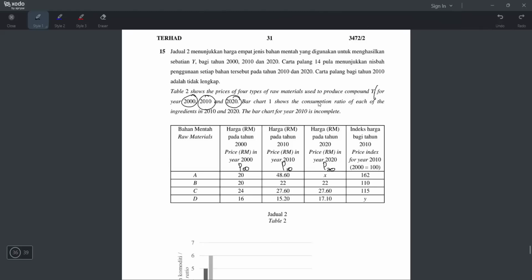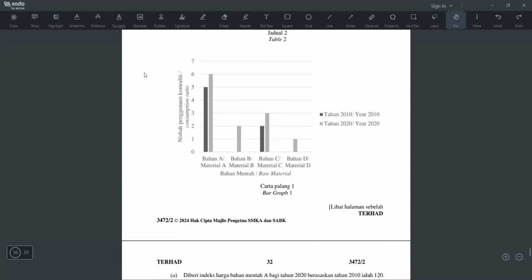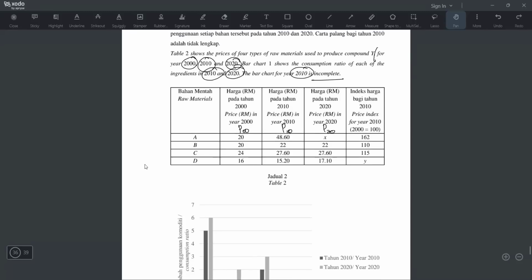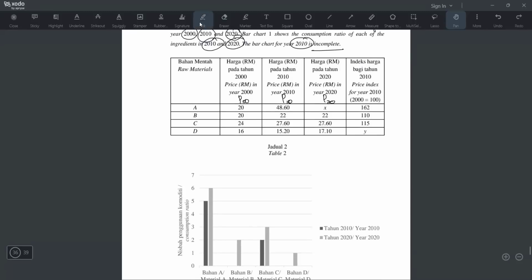Okay, bar chart 1 shows the consumption ratio of each of the ingredients in 2010 and 2020. The bar chart for year 2010 is incomplete. So the bar chart is the weightage. Let me go down here and see what it says. So they give you a bar chart and there are 2 weightages for A. That's weird. Usually there is only one weightage, right? For one material, one weightage only. But it's the first time I see 2 different weightages for one material. But it's okay. Let's just read the weightage first.